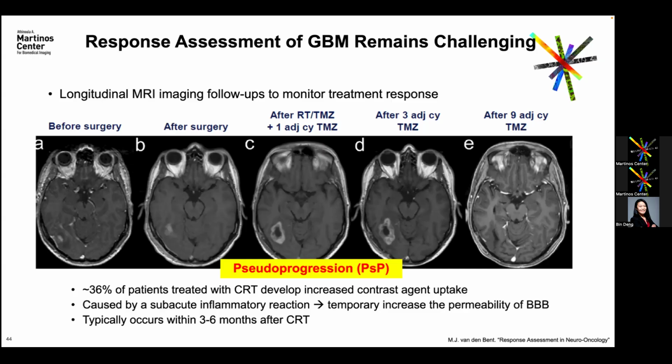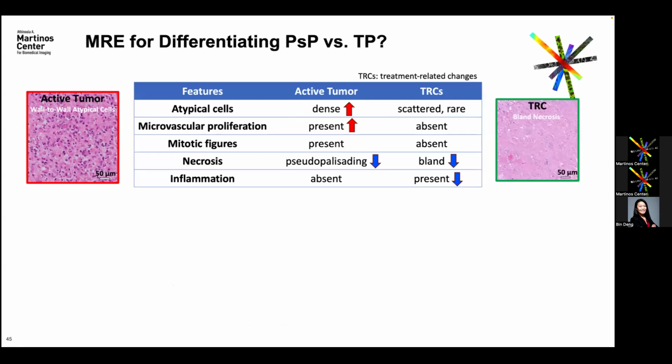But there are patients, those are real progressions. For those patients, you can't wait. You have to act fast. And judging from the 15 months overall median survival, the time lost in waiting and trying to decide whether it's true progression or pseudo progression is very costly. So can we use MRE to differentiate pseudo progression versus true progression?